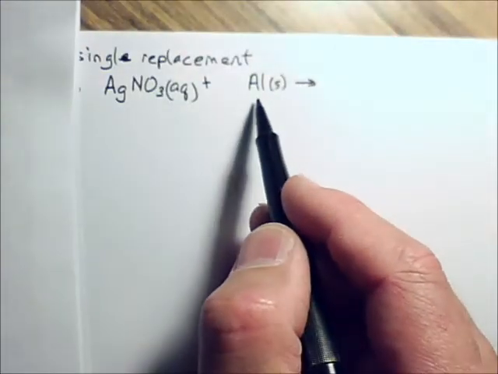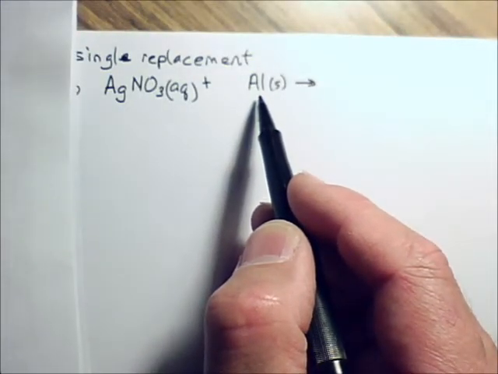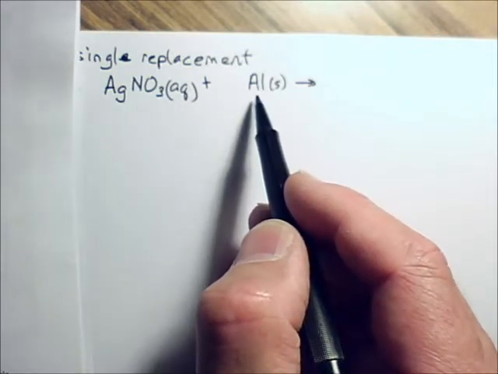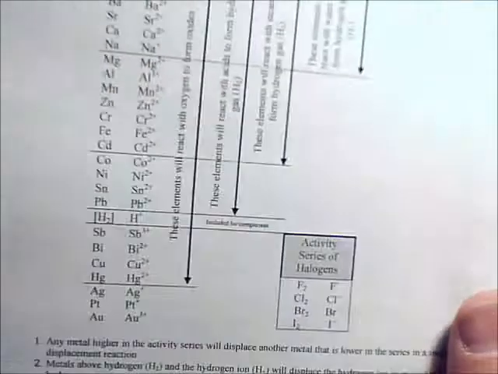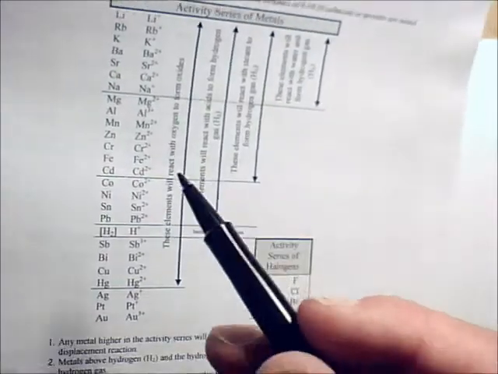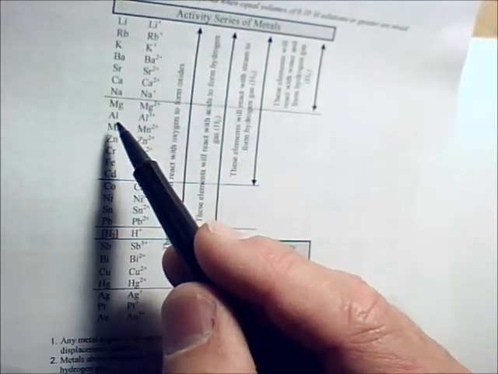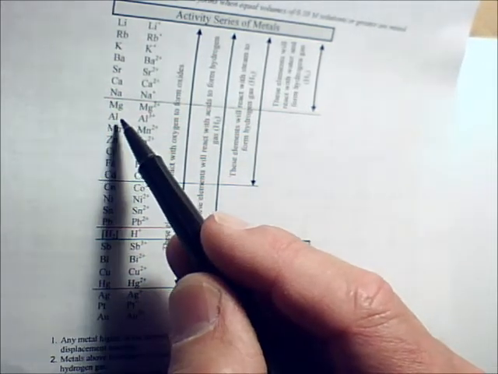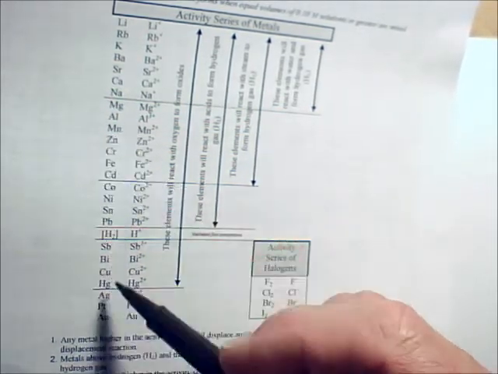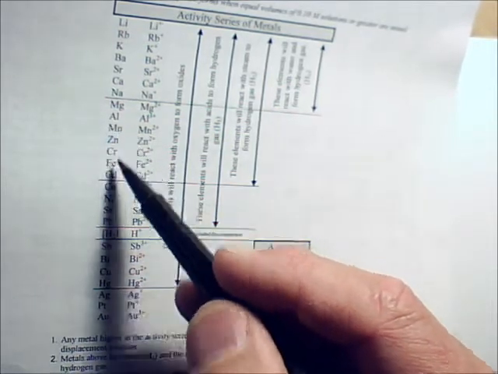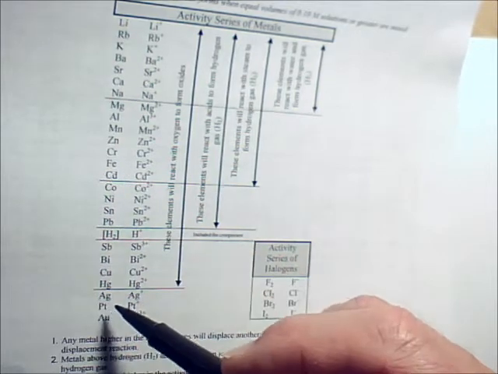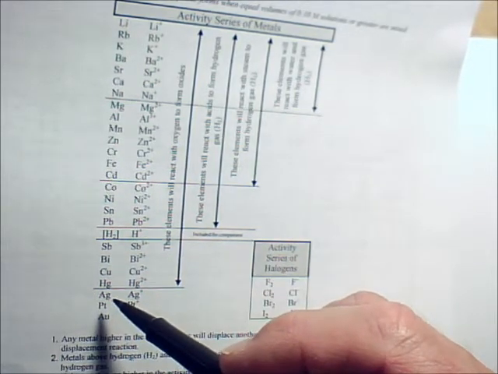So what I want to know is the metal that's by itself, is it higher than the metal that's in the compound? If it is, it will displace the metal in the compound. So I'm going to look for aluminum, and there is aluminum. And I'm going to look for silver, and there's silver. So aluminum is higher on this list. It's above silver on the list. Not above on the periodic table, but above on the list. So it will displace silver.